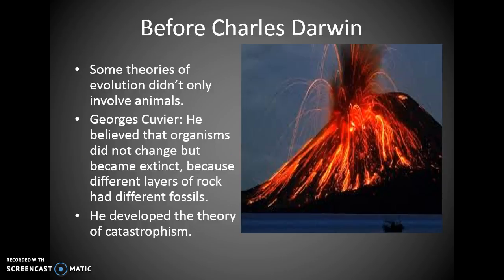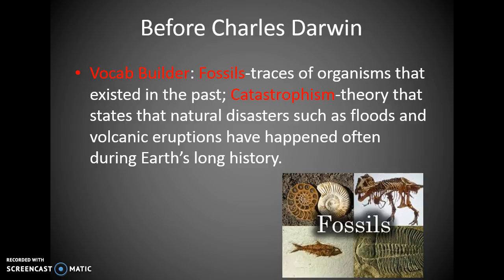Now, throughout scientific history, we have come up with different theories as to how the earth changes and how natural selection takes place in evolution. And one of those theories is catastrophism. Okay? Catastrophism is a theory that states that natural disasters like floods and volcanic eruptions have happened often during Earth's long history, and that they're the reason why animals became extinct over time.